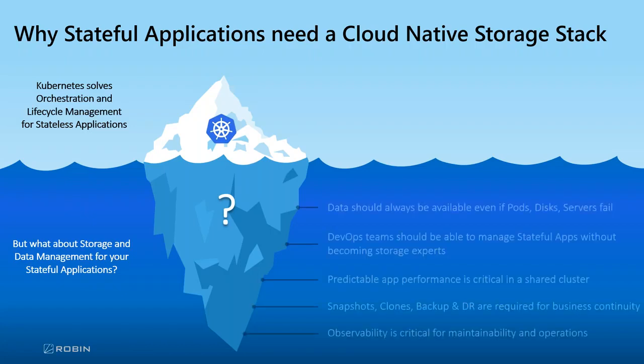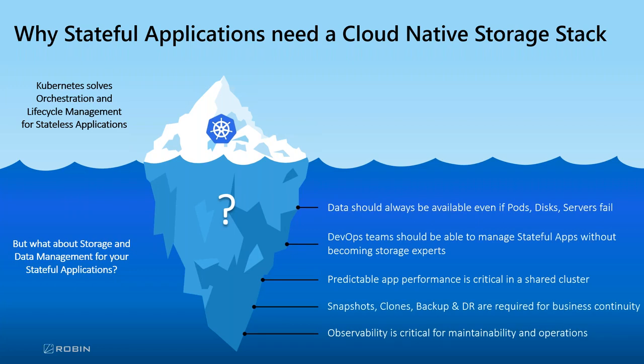So keeping those two things in mind, here are the key requirements why you need a cloud native storage stack. And there are different layers of depth to these requirements. The first one is data should always be available even if the pods or disks fail. Kubernetes with its persistent volumes and CSI actually helps with some of these things, but you also want to make these volumes highly available. So that's criteria number one. Without it, there is no further improvement on stateful applications at all.